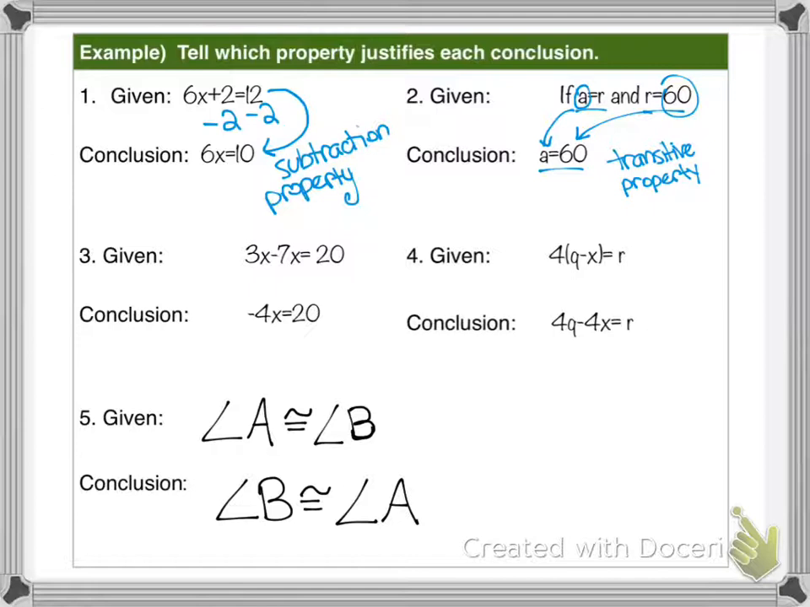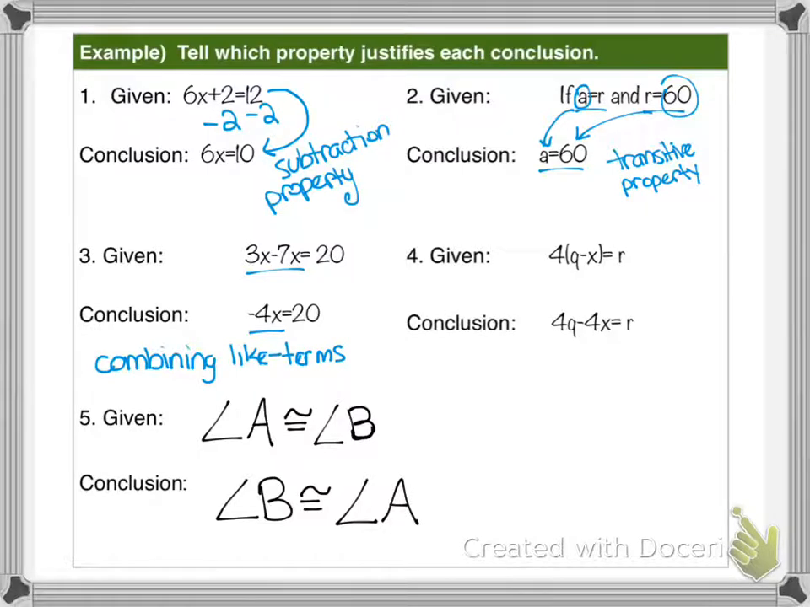The next one is number 3. If 3x minus 7x equals 20, then negative 4x equals 20. So what did I do here? Instead of writing 3x minus 7x, I wrote negative 4x. So that is just combining like terms. Combining like terms. And your book calls it something funky, but it's just combining like terms.